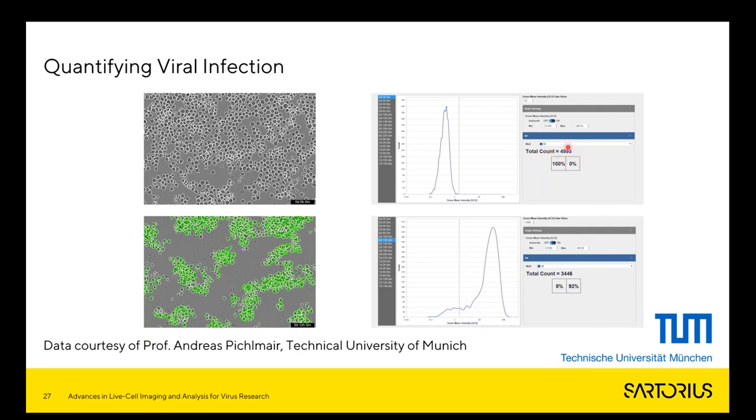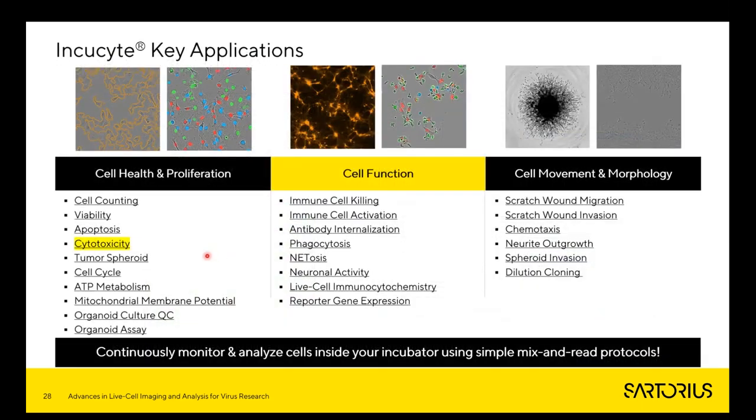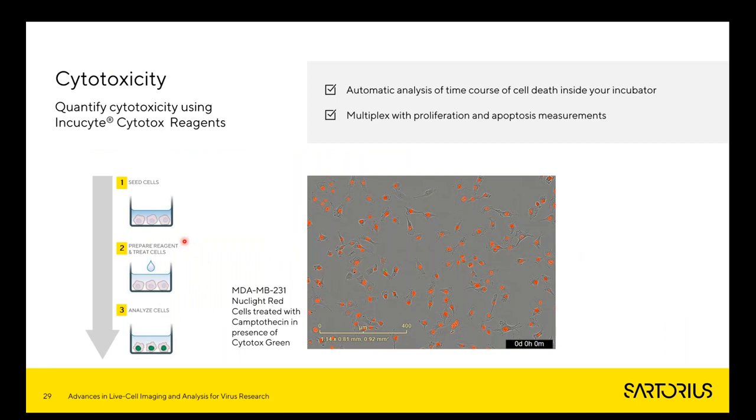So with cell by cell, we can not only obtain the total counts of our cells, but we can also look at the distribution of the two subpopulations, which also gives us very valuable insight into the dynamics of viral infection. Then when virus-induced lethality doesn't take place using the classical apoptosis pathway, we can use cellular cytotoxicity to also measure our cell death.